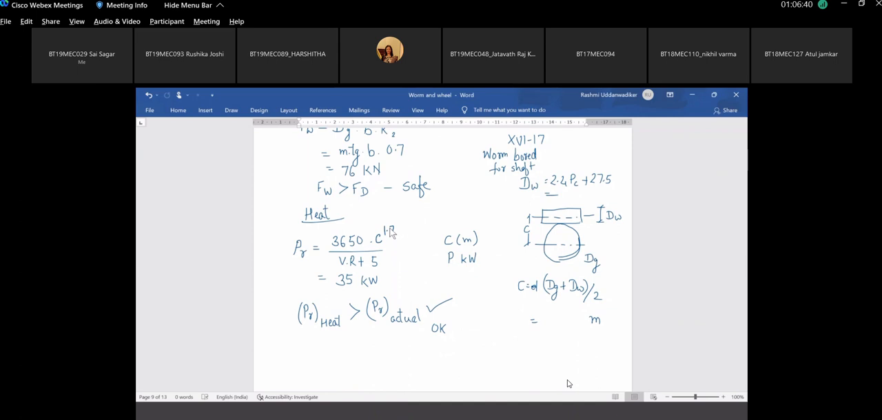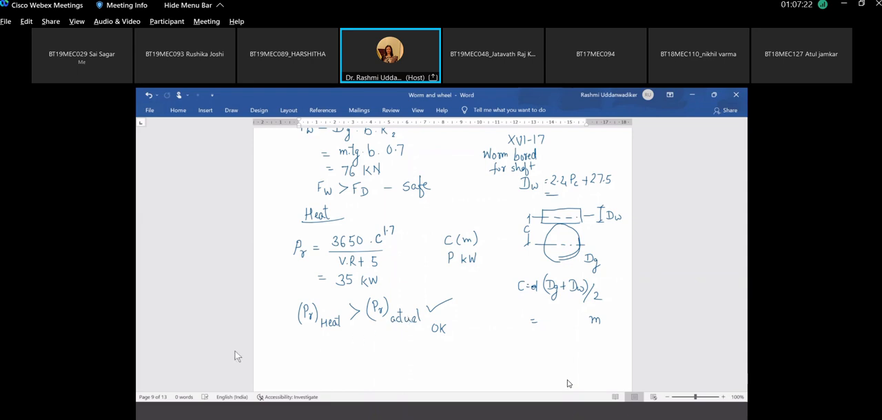Explaining this point again, this formula is not given in the design data book, but we'll always start from here when we design from the heat generation point of view. For a given center distance and velocity ratio, for the worm and worm wheel pair to be safe, the rated power must come out greater than the actual power, which means this has a heat dissipation capacity for a rated power of 35 kilowatt. This is the meaning. So we always have to check that the rated power from the heat dissipation point of view, from this empirical formula, comes out greater than the actual rated power.